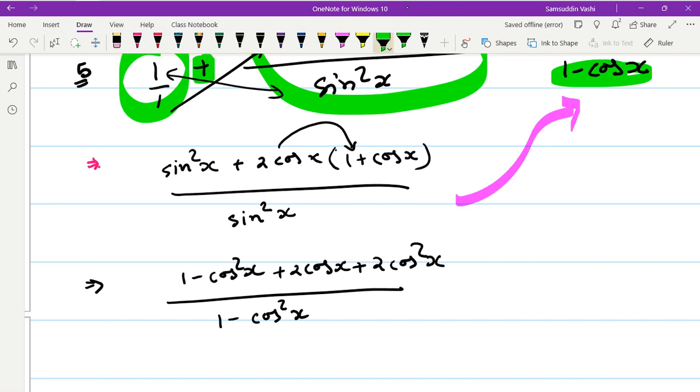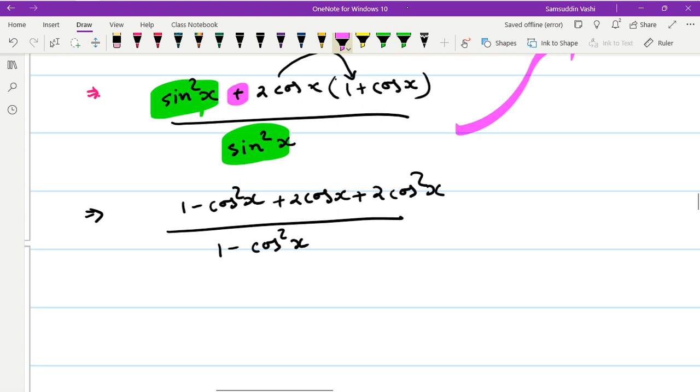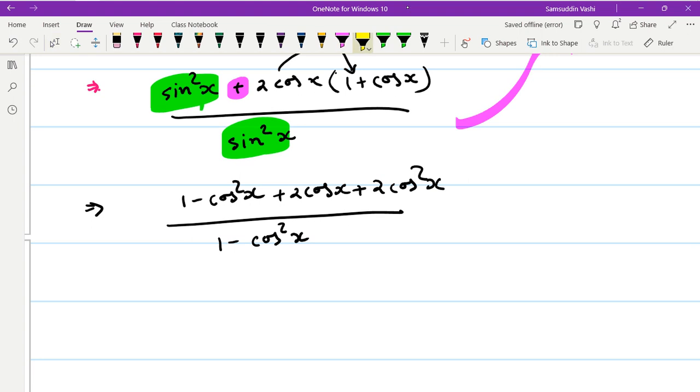Remember, I can't cancel sin squared and sin squared here, because the numerator after sin squared x is followed by plus. If it was minus, I could have. Right? So around it, if you have plus or minus, you can't cancel. Keep it in mind. Okay. Let me think now. What can I do in the numerator? Okay, that's 2 cos squared x. That's 1 cos squared x. Addition, subtraction. Right? So it is 1 plus cos squared x.